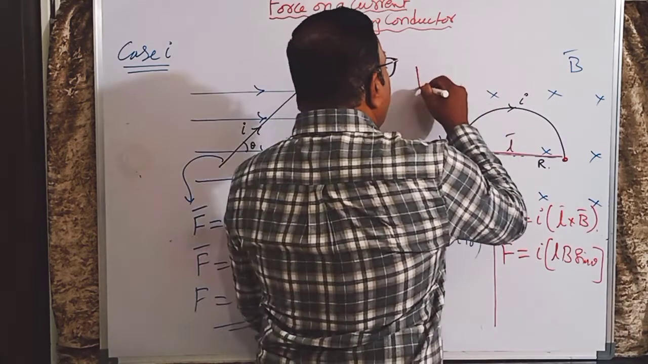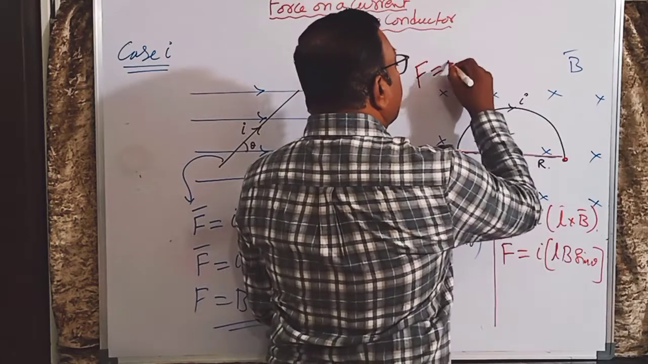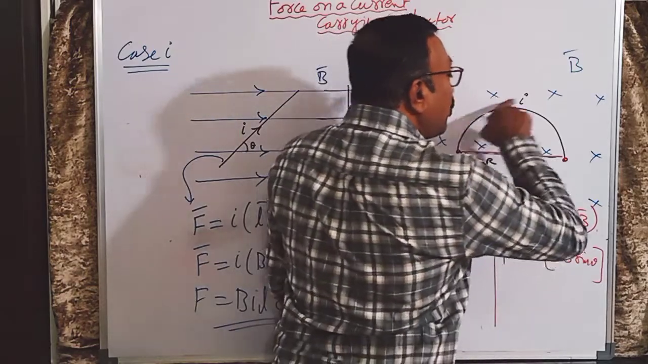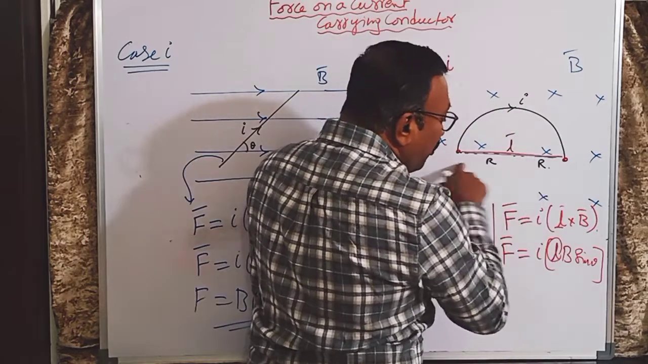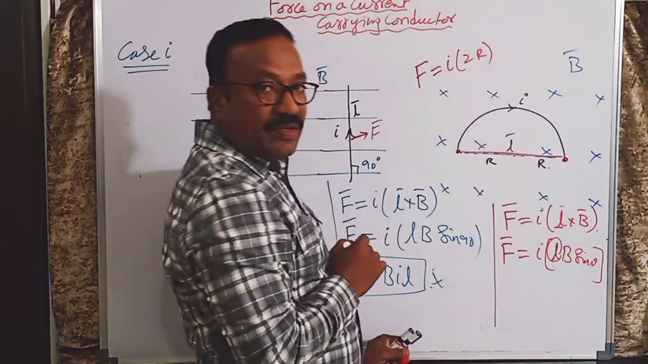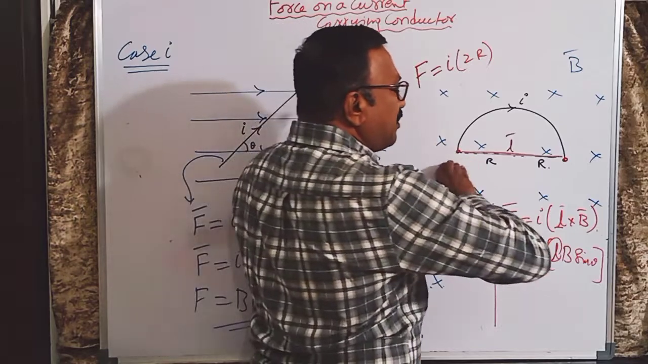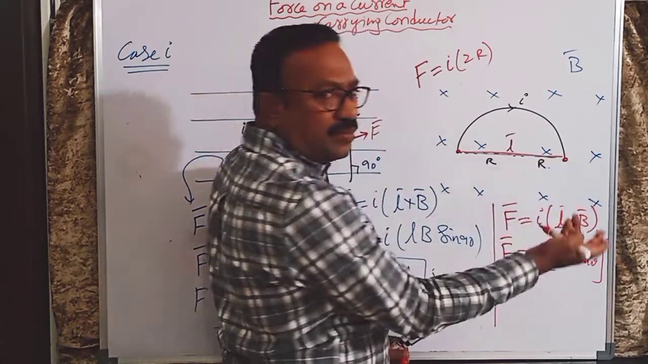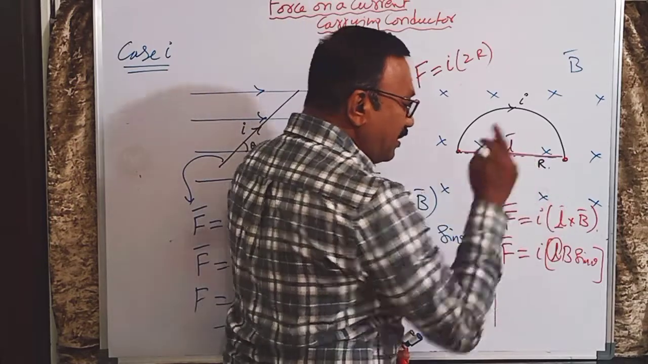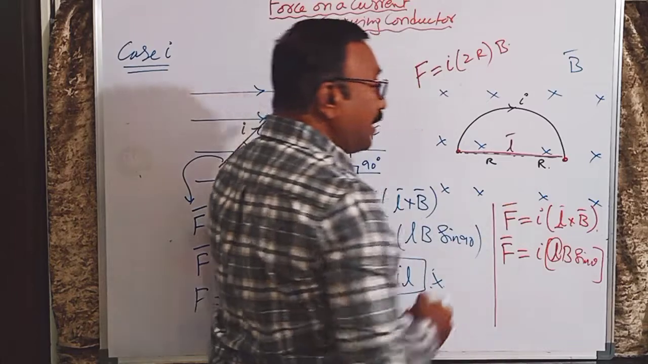So then what happens next? F is I times magnitude of L bar. Magnitude of L bar means don't take this length, take this length. But how much is that length? R plus R, 2R. That you have to take. L bar means 2R. You know displacement means the shortest path, R plus R, 2R. Distance means you will take pi R. So I told you L bar is a displacement vector. So it is I L B into sine 90.